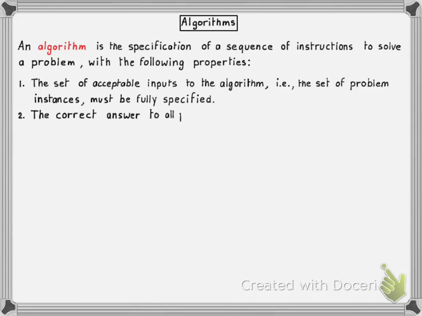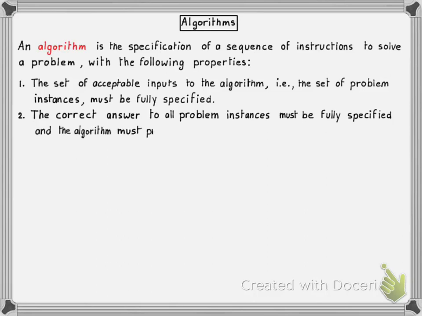Second required property is that the correct answer to each and every problem instance must be fully specified. In other words, you must fully specify the input and the output of the algorithm. Not only that, but the algorithm must always produce the correct answer for each and every problem instance. Otherwise, it's not a correct algorithm. It's not an answer to the problem.